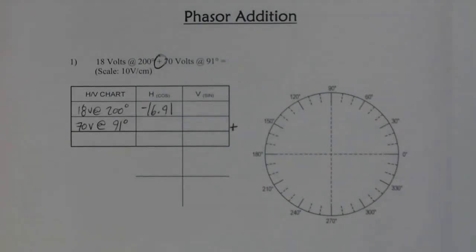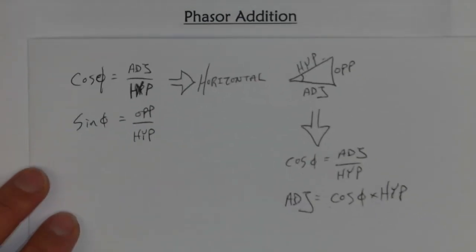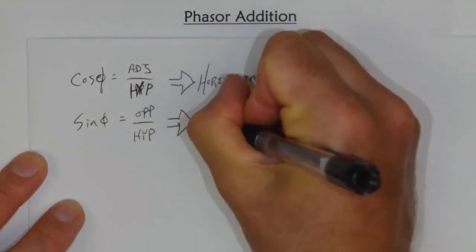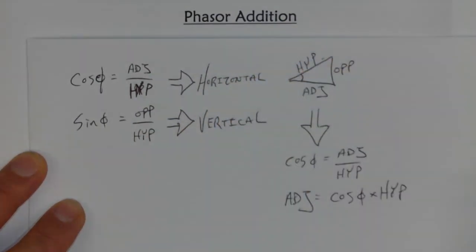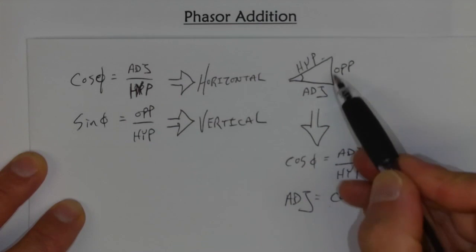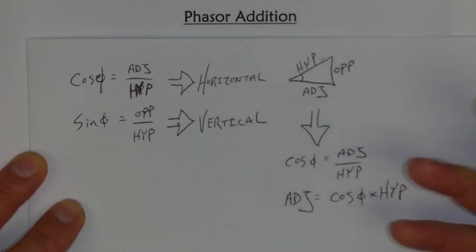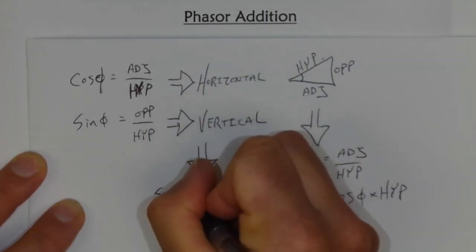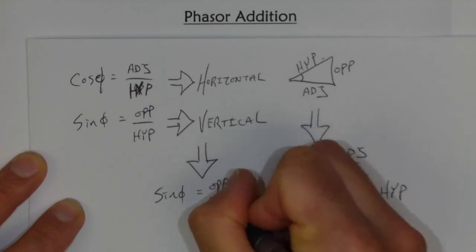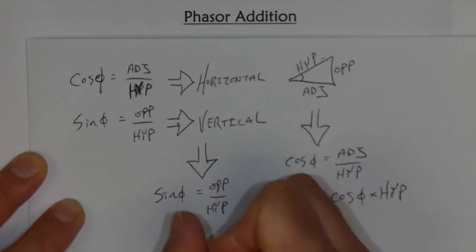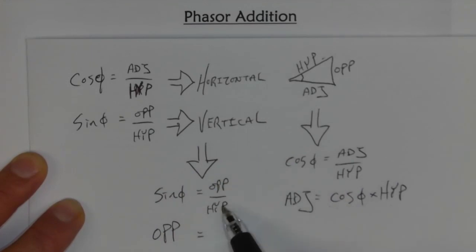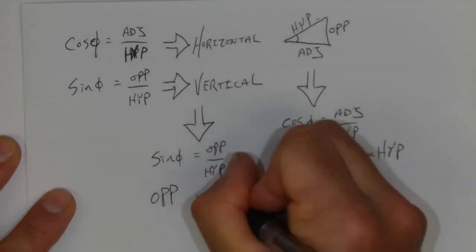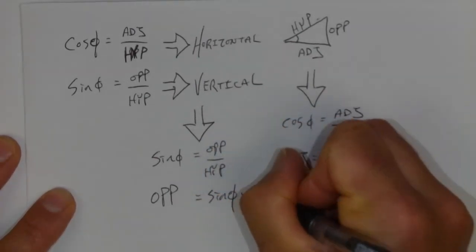What about the vertical component then? We're going to do the vertical of this particular phasor, and in order to do the vertical, that is here, right? Vertical. And that means that we are working on the opposite. We want the opposite side, right? So we need to manipulate the equation and take this opposite over hypotenuse and convert it so that we have opposite alone. And that requires us to multiply both sides of the equation by the hypotenuse value. So that means sine of the angle times hypotenuse.